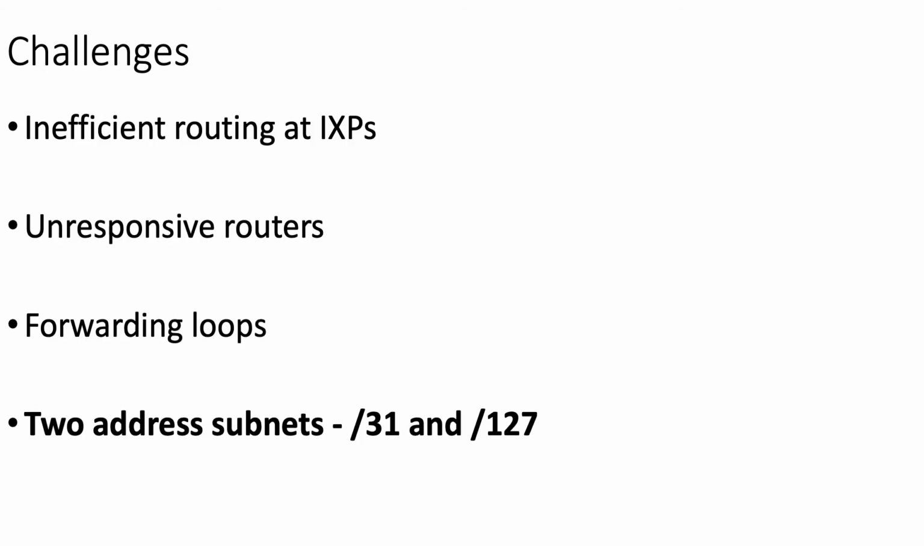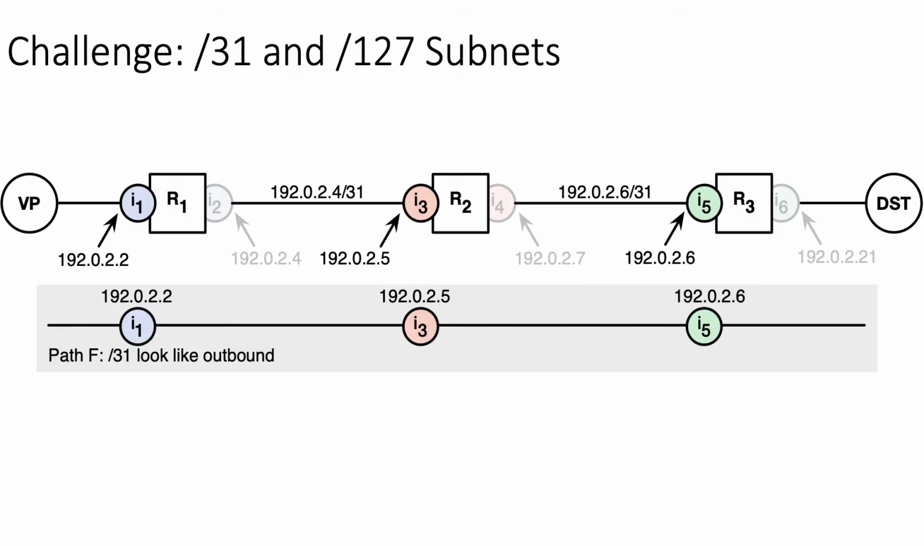And then the last challenge I'll talk about are two address subnets that look like a four address subnet. Here, two responses, I3 and I5, from separate /31 subnets appear back to back in the traceroute. And even though these addresses are actually from /31s, they are potentially usable host addresses in a single /30. And this leads us to incorrectly infer that I3 is an outbound address.